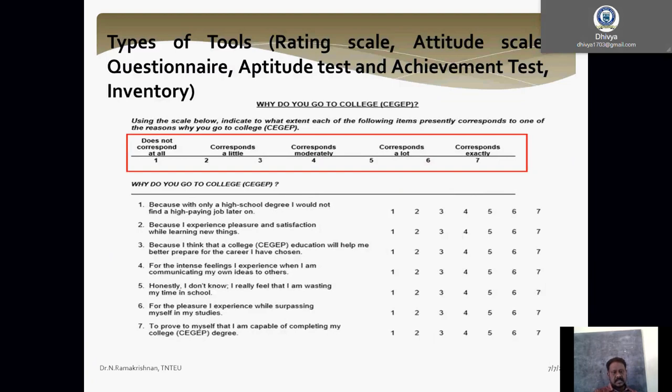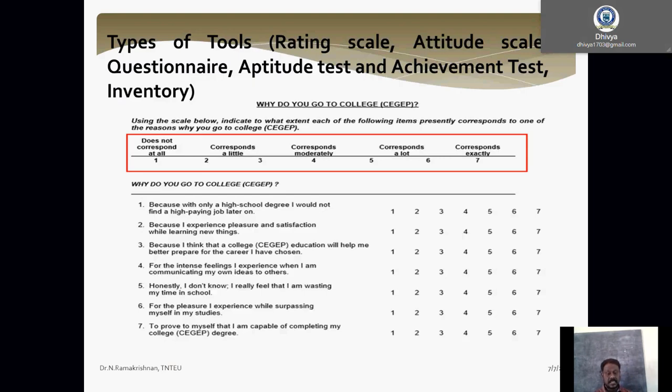See, this is another inventory where you can see the question: why do you go to college? In that you can see: because with only a high school degree I would not find a high paying job later on. With schooling alone I cannot get a high paying job. If I go to college, I can get a high paying job. That's why I am going to college. Because I experience pleasure and satisfaction while learning new things, and because I think that a college education will help me better prepare for the career I have chosen.